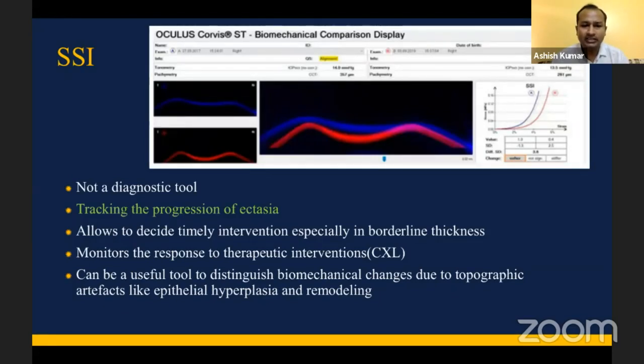It allows us to decide timely intervention, especially in borderline thickness, especially in pediatric patients. It monitors the response to therapeutic interventions like CXL, where you'll be able to know whether CXL has been successful or is a failure. It can be a useful tool to distinguish topographic artifacts like ectasia and remodeling.